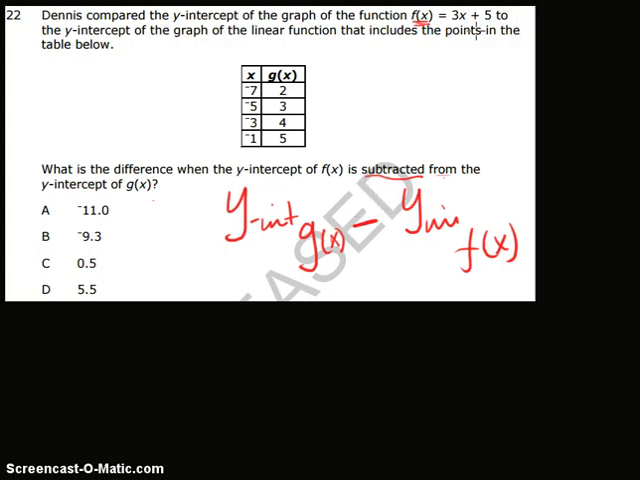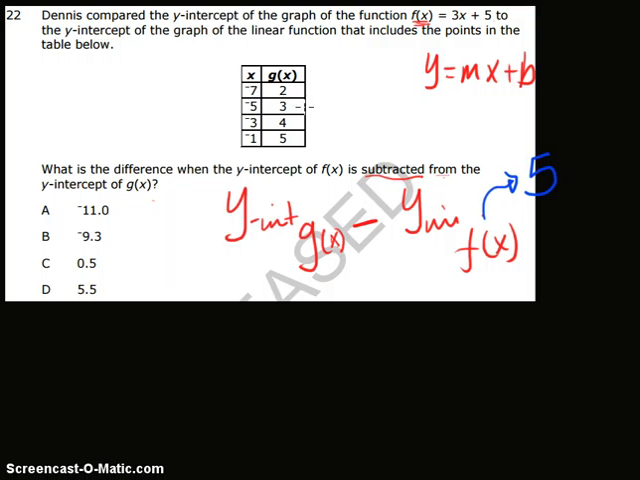So we know that from y equals mx plus b, b is the y-intercept. So in this case, the y-intercept of f of x is going to be 5 based on this one. So I'm going to write 5 there. Now we just need to figure out the y-intercept of g of x from this graph. Since it is a linear equation, there are a couple of ways we can figure it out. We can find the slope first and then see what the y-intercept will be.